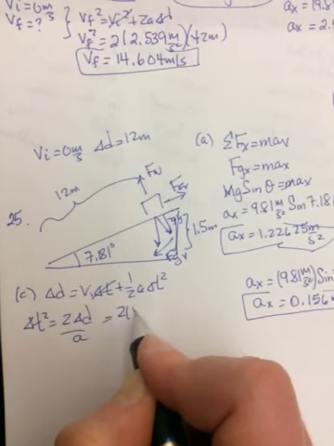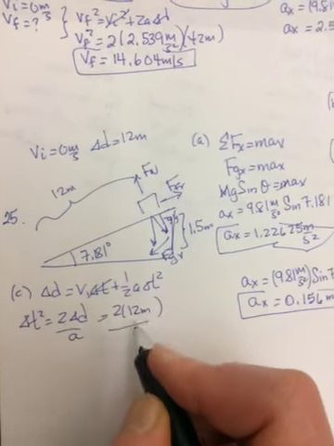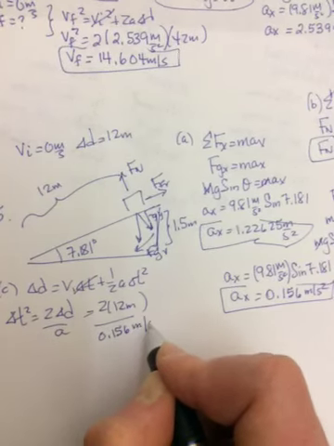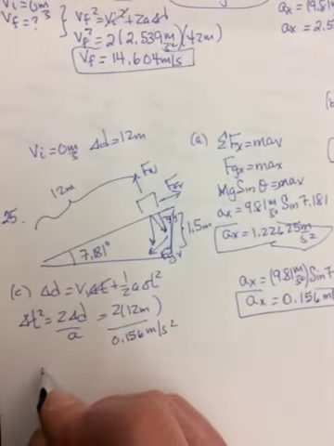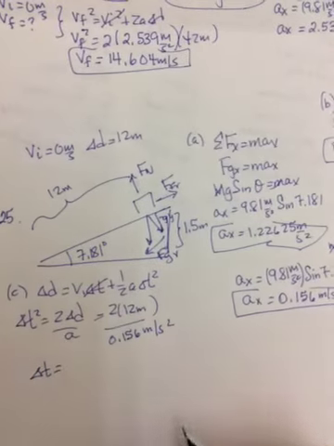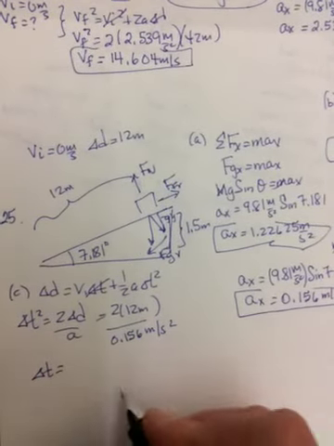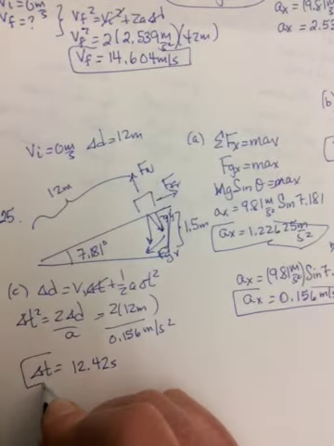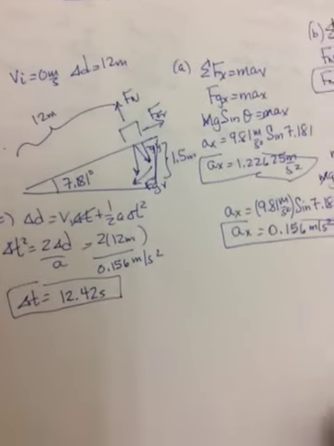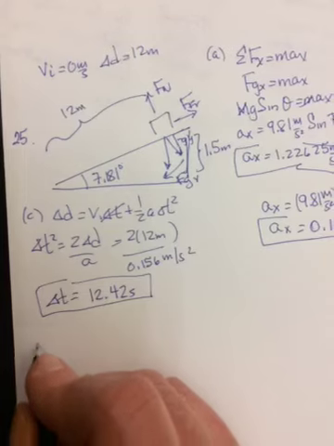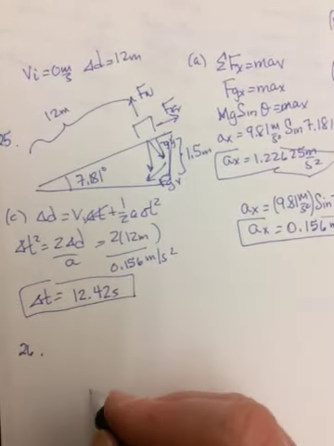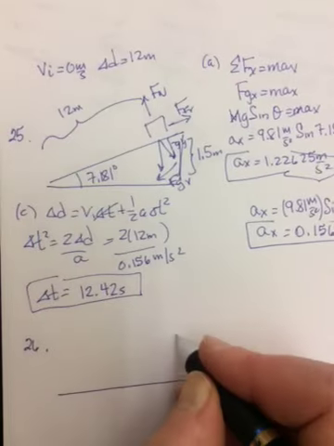So 2 times 12 meters divided by 0.156. And you can keep all those decimals in your calculator, of course. Don't forget to take the square root, and you should get 12.42, I think, seconds. All right? And the last one, number 26, says, a skier coasts down a 3.5 degree slope.